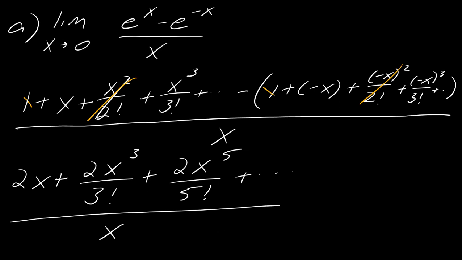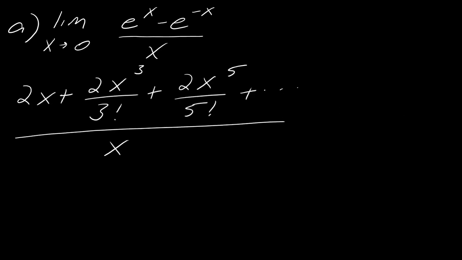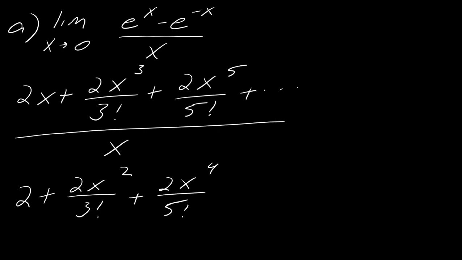So I'll make some space. Okay, so now dividing everything by x, I've got 2 plus 2x squared over 3 factorial plus 2x to the 4th over 5 factorial, and so on and so forth. Okay, cool. So now I can go ahead and take the limit. So let me clear some space.